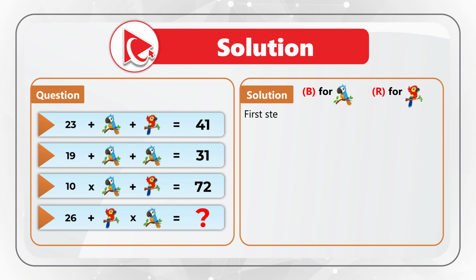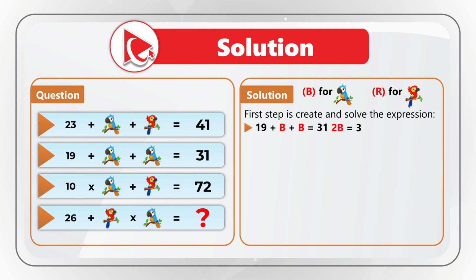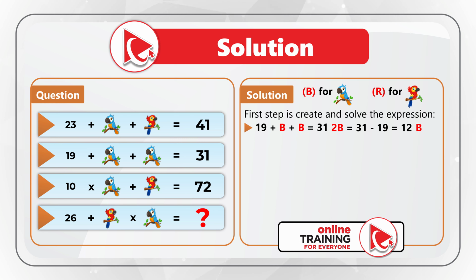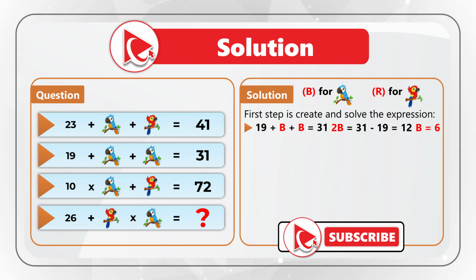So the first step here is to create and solve an expression. And the easiest one to solve is the second expression with the blue parrot. 19 plus B equals 31, which means that B equals 31 minus 19, which equals 12. Once we solve it, we see that B, blue parrot, equals 12.